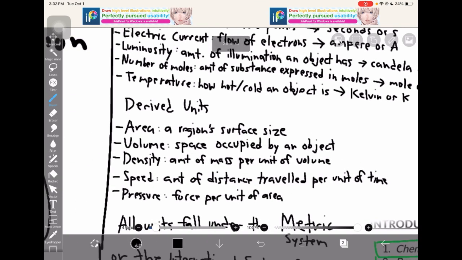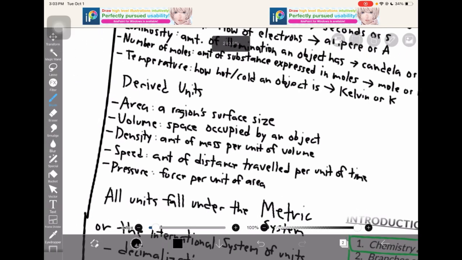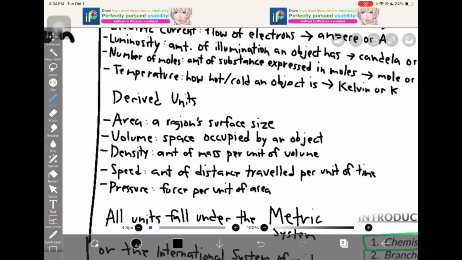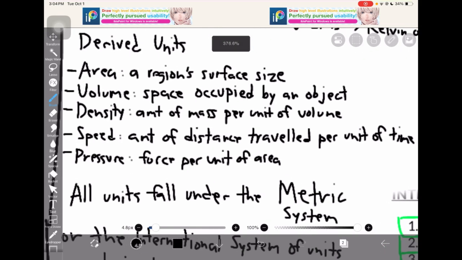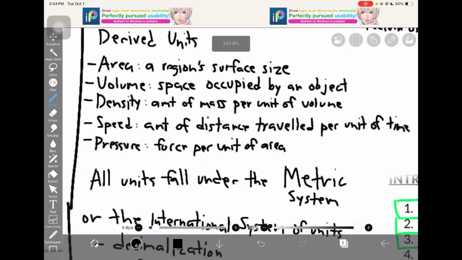Now let's take a look at derived units. Now there's not really units for this, but it's more of concepts. You've got area, which is a region's surface size. Volume, which is the space occupied by an object. Density, the amount of mass per unit of volume. Speed, the amount of distance traveled per unit of time. And pressure, the amount of force per unit of area.